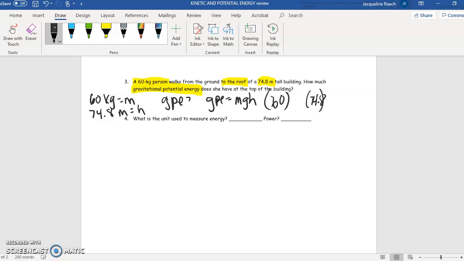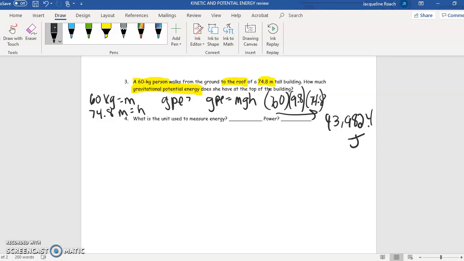Now remember when I said that they're not always going to give you gravity. You have to know that because gravity is always the same on Earth. So I know that that G in the middle for gravity, right? Mass times gravity times height is always going to be 9.8. So when you're done, just multiply it straight across. So I get 60 times 9.8 times 74.8, and I get 43,982.4 joules.